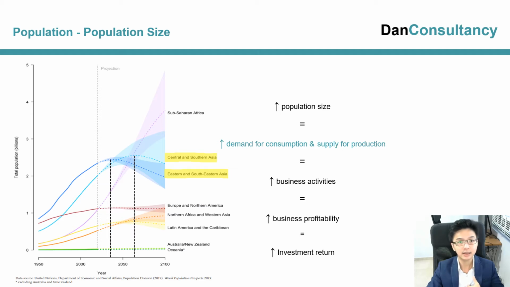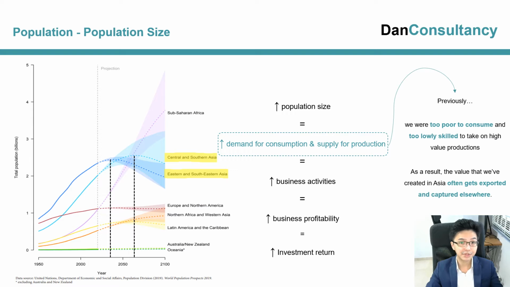Now, this logic will only make sense if the population have the spending power to consume goods and services, as well as the necessary skill sets to contribute to the production of an economy. This was also the reason why Asia didn't take off previously, despite accounting for a large proportion of the global population. Unfortunately, even though we had the population size previously, we did not have the necessary spending power or the necessary skill sets to match the high value production.